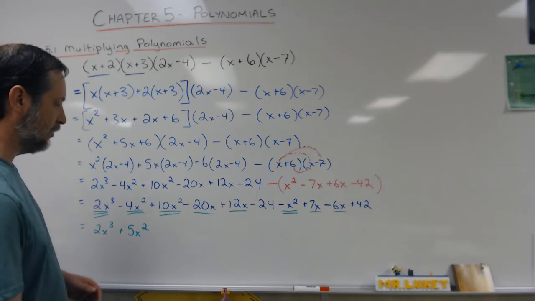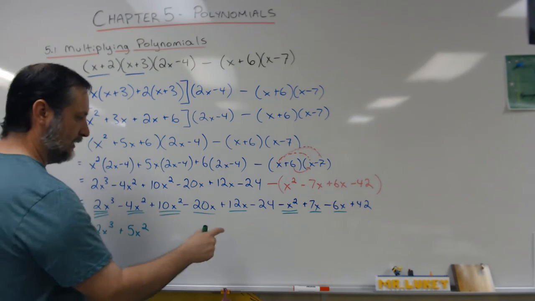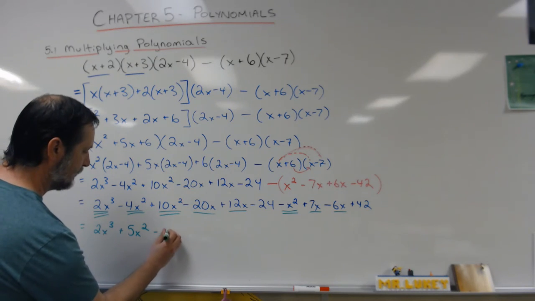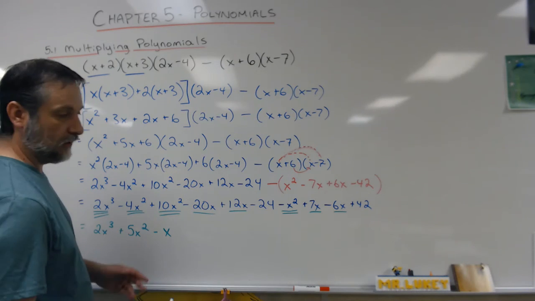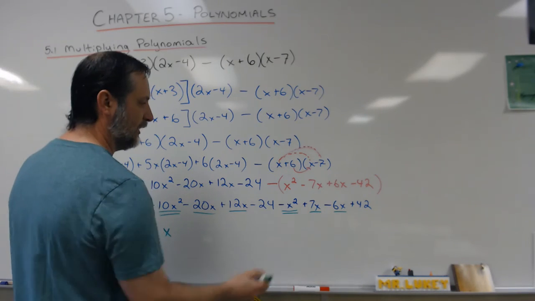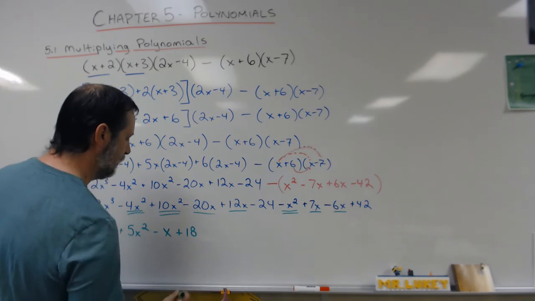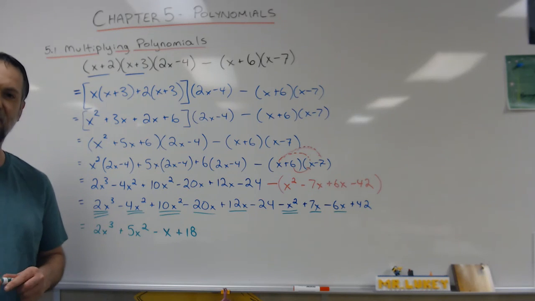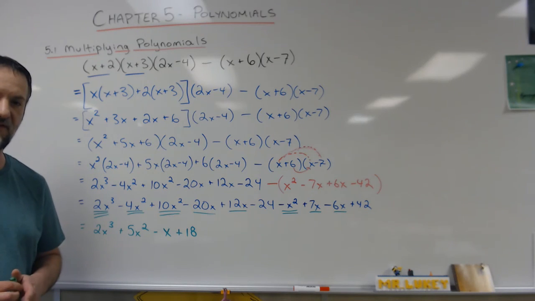Now everything underlined once. Negative 20x plus 12x plus 7x. So 12 and 7 is 19, negative 20, so that's going to be minus x. And then my constants, things that weren't underlined at all, a negative 24 and a plus 42, which would give me a plus 18. So that is one huge multiplying polynomial example, but at least that covered a lot of rules in one shot. If you made it through that with me, fantastic.